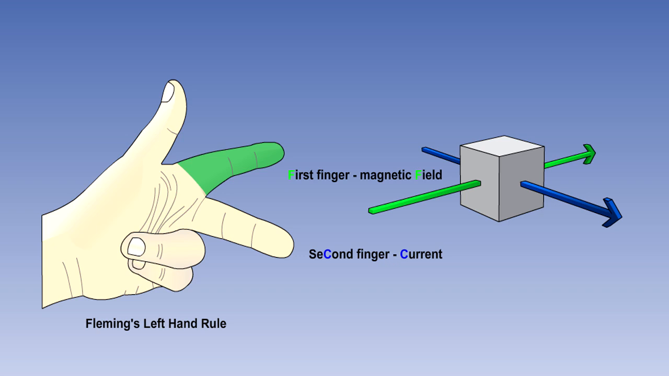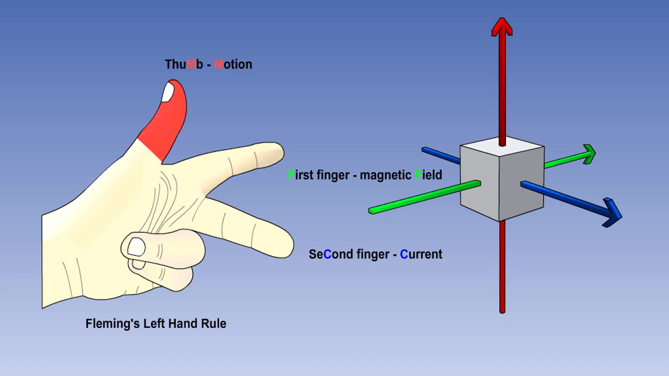The direction of the magnetic field is represented by the first finger. Think of the F of first as also standing for field. The first finger points in the direction from North Pole to South Pole. You are indicating the lines of force of the magnetic field to which the wire is exposed, not the magnetic field that the wire itself is generating. Your thumb will now indicate the direction of motion of the resultant force.